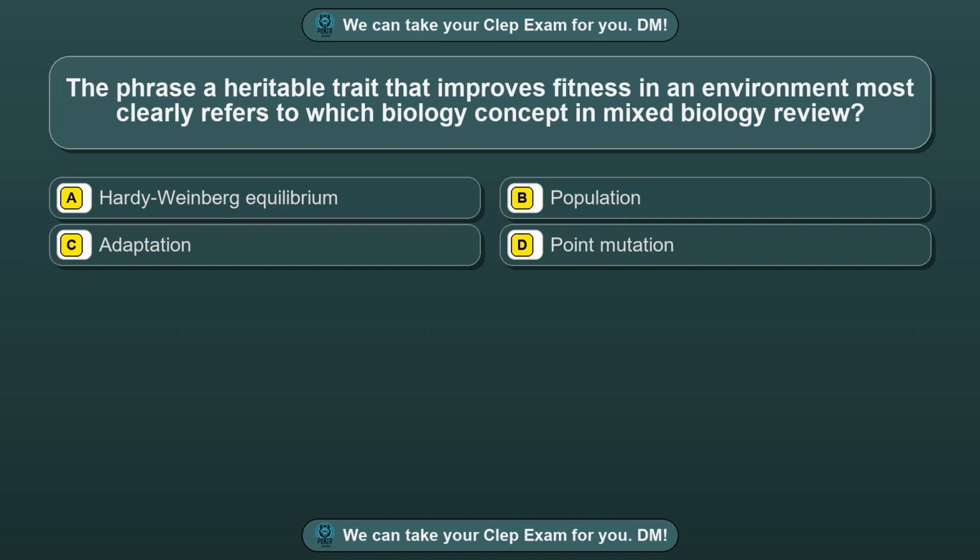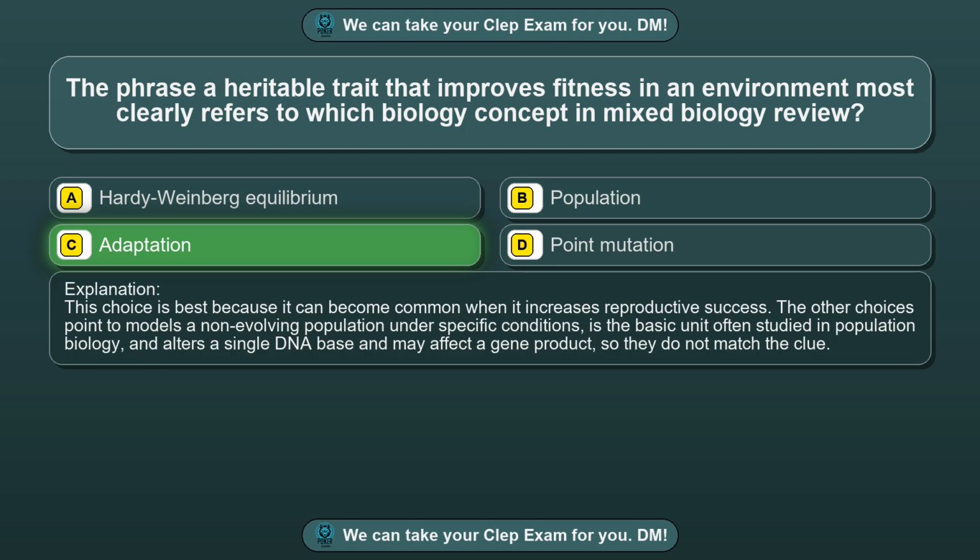Question 40. The phrase a heritable trait that improves fitness in an environment most clearly refers to which biology concept in mixed biology review? Option A, Hardy-Weinberg equilibrium. Option B, population. Option C, adaptation. Option D, point mutation. The correct answer is option C, adaptation. This choice is best because it can become common when it increases reproductive success. The other choices point to models a non-evolving population under specific conditions, is the basic unit often studied in population biology, and alters a single DNA base and may affect a gene product, so they do not match the clue.